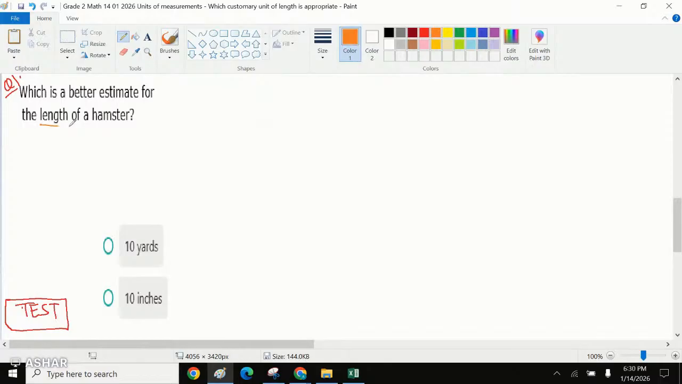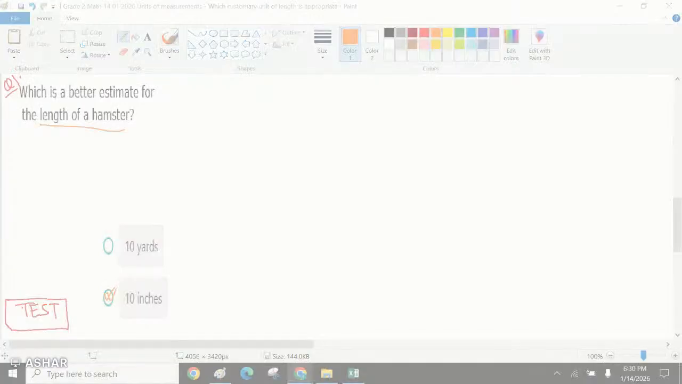Length of a hamster. Can a hamster be 10 yards long? 10 yards is approximately half of a tennis court, or a pickleball court. Can a hamster, a pet, be that big? It cannot be. If the size of the pet is 10 yards, then it would be petting us rather than us petting it. That is 10 inches. Thank you. So can we click on 10 inches together and go on to the next question?